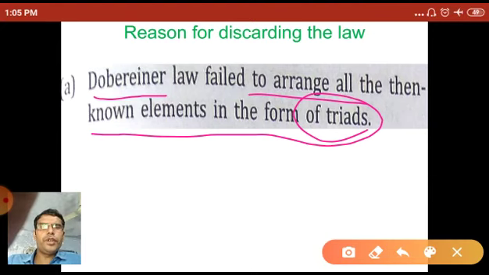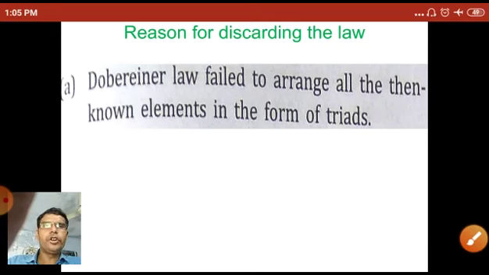So further discovered elements were not arranged by scientists according to the law of Döbereiner's triads. Döbereiner's law failed to arrange the newly discovered elements according to the rules of triads. So they discarded Döbereiner's law.